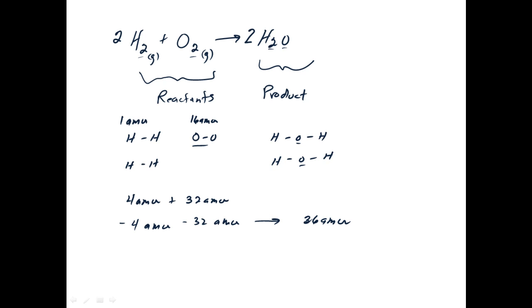All right, well, let's see if that's the case. Let's find out how many atomic mass units this water weighs. Well, it's 1 for each hydrogen, and it's 16 for the oxygen. If we add that up, that's 18 atomic mass units for that water, and 18 atomic mass units for this water. If we add that up, that's 36 atomic mass units.